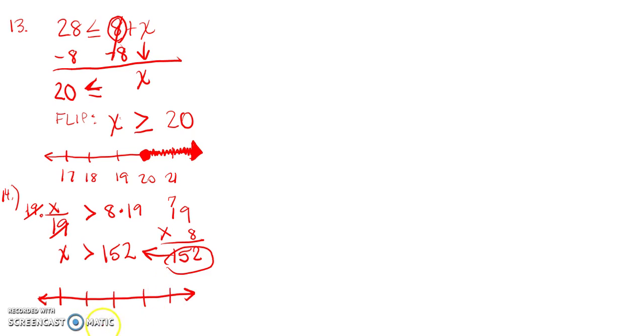Again, you only need about 5 or 6 tick marks on your number line. So start with 150 and then just number 151, 152, 153, 154. Now, this tells me it is an open circle. So I'm going to go to 152 and put an open circle there. x is greater, and greater tells me I'm going to the right.